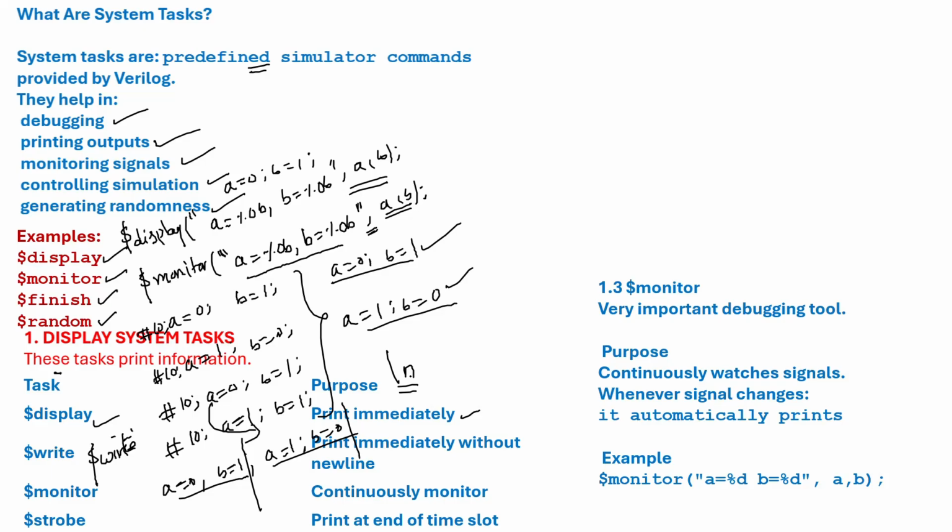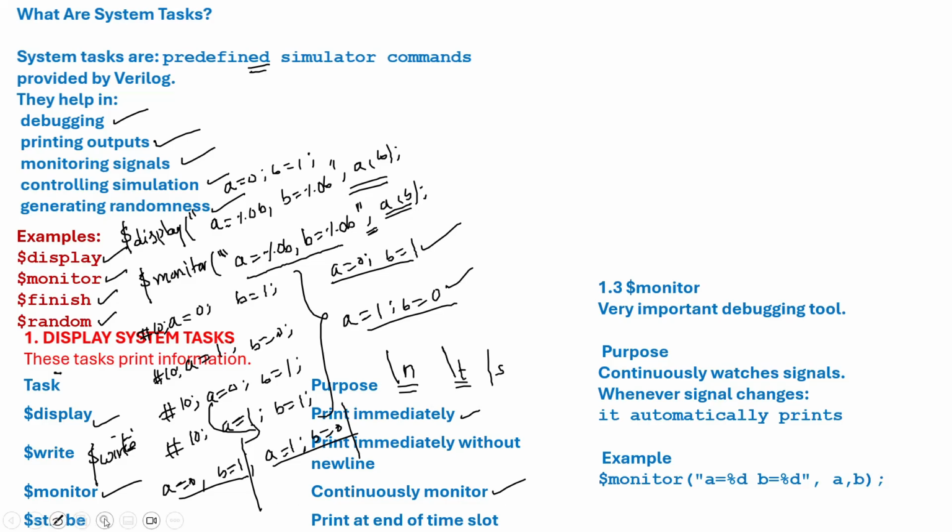In lexical tokens, I have explained this one. \n, \t, where \t means tab, and some spaces. So \n means a new line will take place, not the forward slash or backward slash. And then $monitor continuously monitors the values. Wherever the changes occur, that will be continuously monitored.